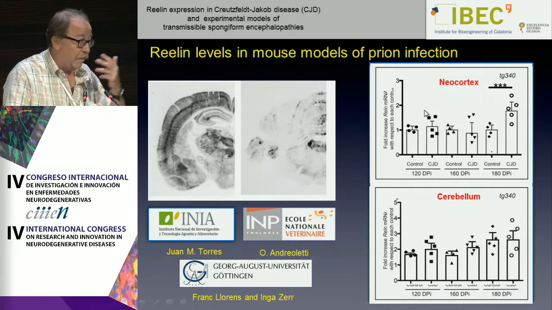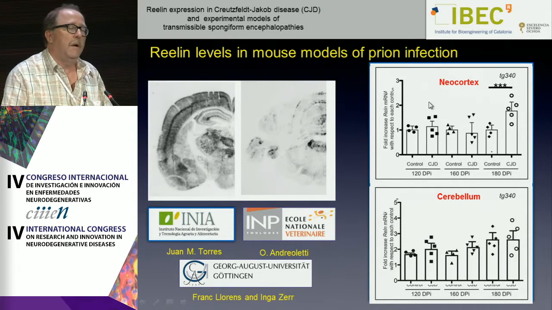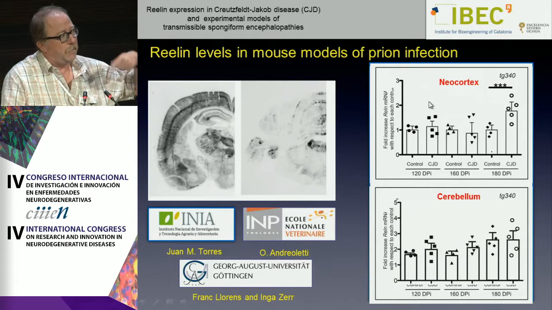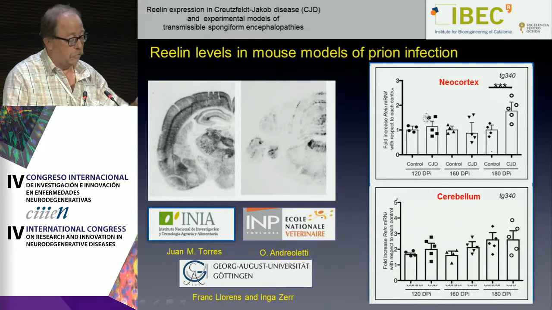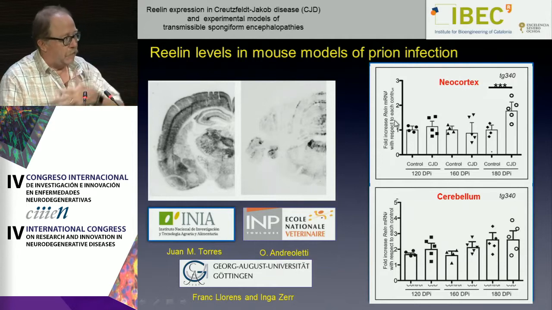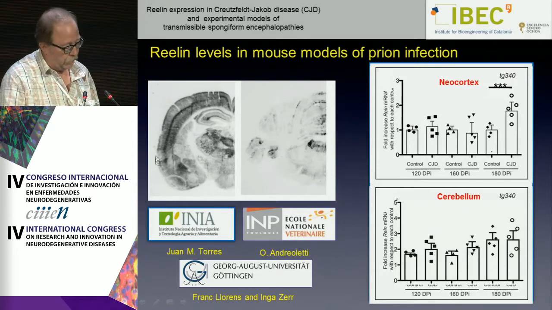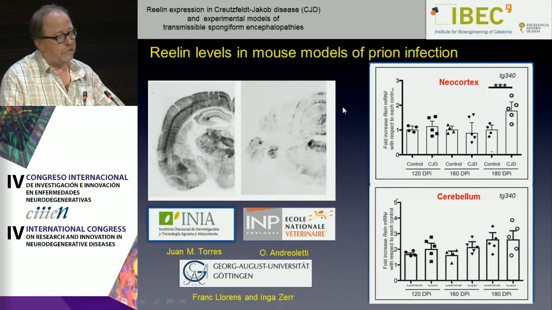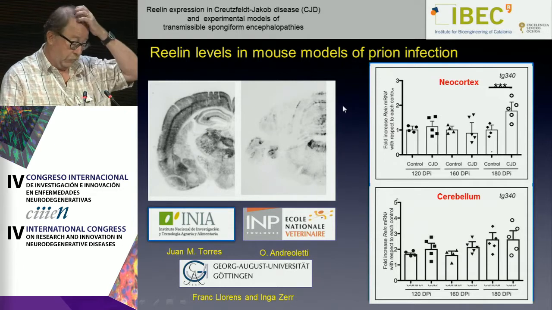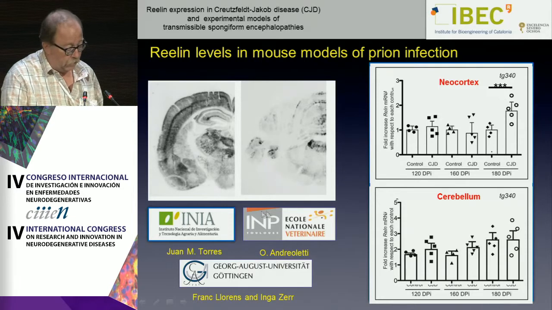This mouse is a knockout mouse. It doesn't express the mouse PrP protein, but it overexpresses the human form of the prion protein. After inoculation with human-derived tissue, we observed strong prion deposition in the neocortex of these mice, with less deposition in the cerebellum, which is more associated with type 1 sporadic disease. That is considered a good model. In collaboration with several labs, we were able to demonstrate that in the neocortex, after 180 days post inoculation, there is an increase of reelin by RT-PCR. However, in the cerebellum, which does not present a strong PrP deposit, there are no changes in reelin.